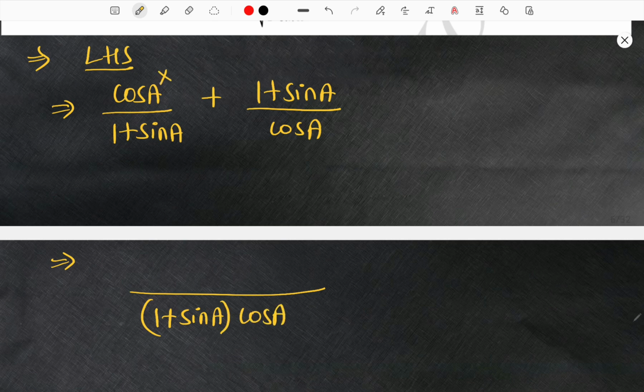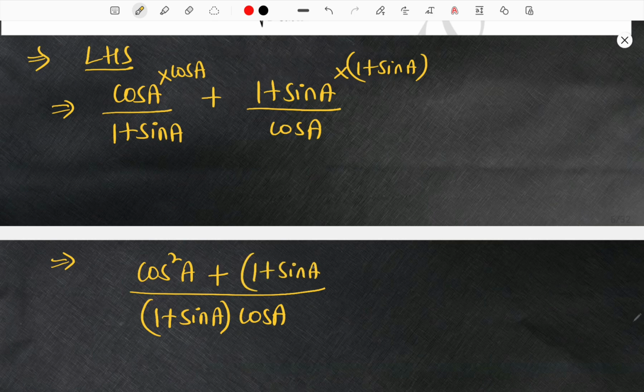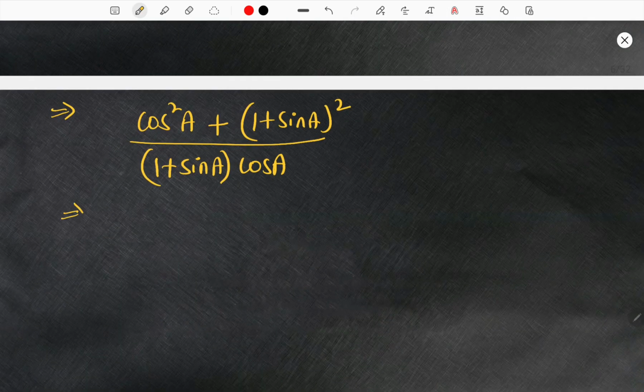Alright, so you are going to multiply with cos A here and you are going to multiply with 1 plus sin A here. Alright, so cos A into cos A is cos square A plus 1 plus sin A into 1 plus sin A means it becomes (1 plus sin A) whole square. Alright, because both are the same things, 1 plus sin A and 1 plus sin A, so you are going to square that. Then afterwards we'll have it as cos square A plus (1 plus sin A) whole square.